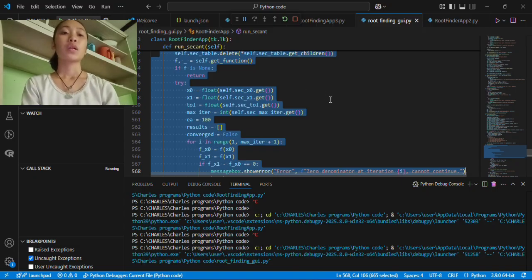So let me show you the root finding app in its design and how it works.